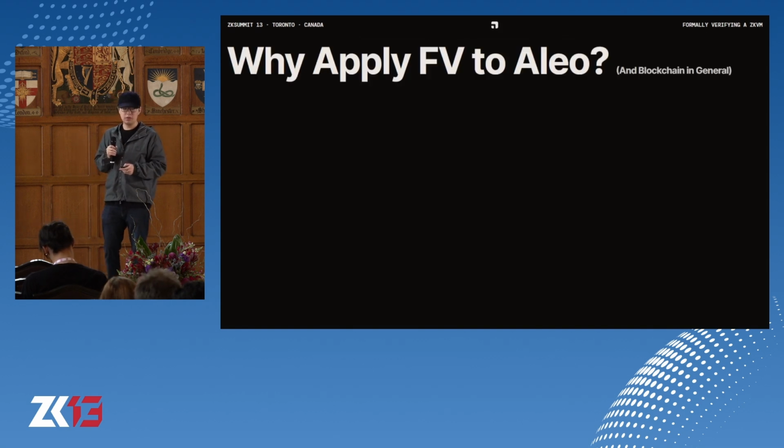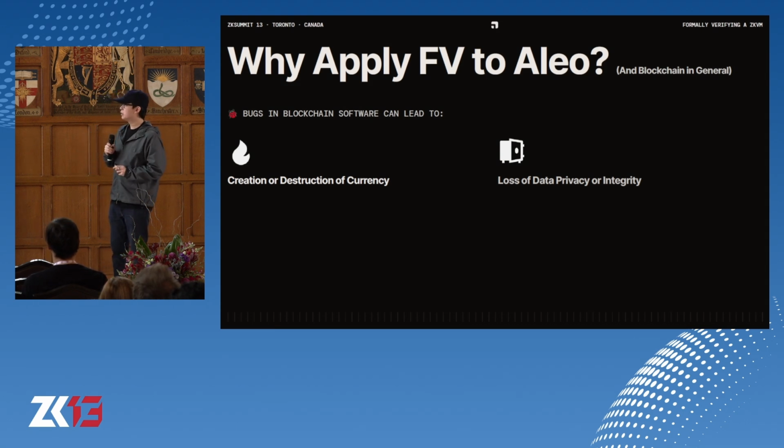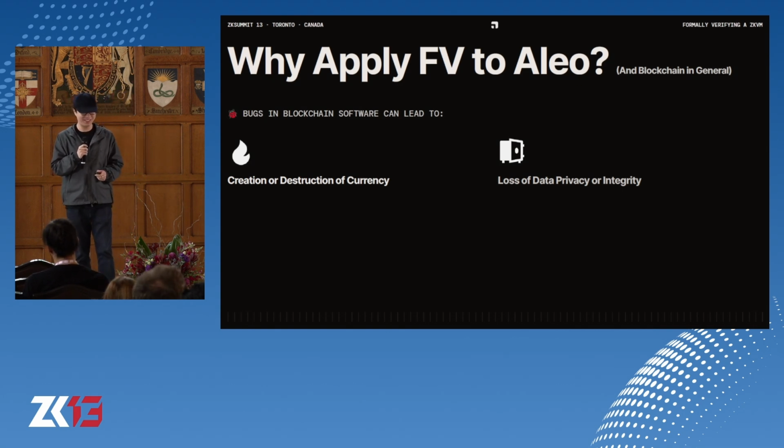So you may be wondering, why apply formal verification to Aleo? Well, I've already started to prime you and give you some of the answers. But to make it very concrete, bugs in blockchain software can lead to, for instance, the creation or destruction of currency. And as we all can agree, the soundness of your money minting system is pretty important. I see some thumbs up there.